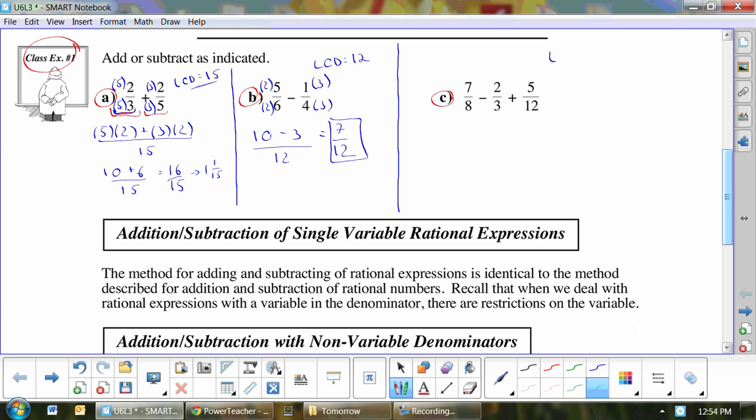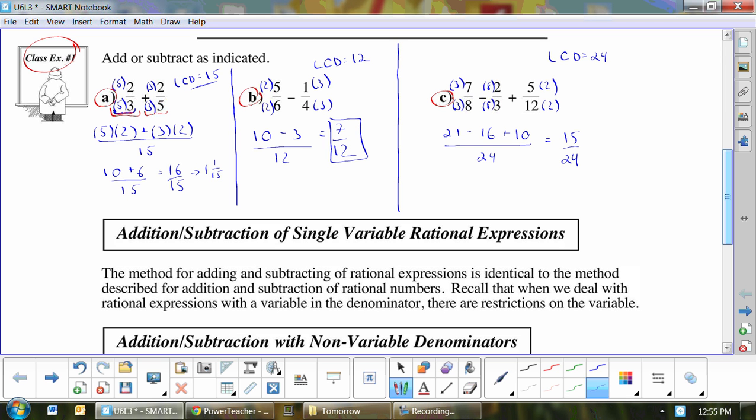Okay, so last one here. Okay, let's hear it, Josh. 24, you got it. So we know, okay, so this multiplied by 3, this one by 8, and this one by 2. So we know we get 21 minus 16 plus 10 over 24. Which gives us.